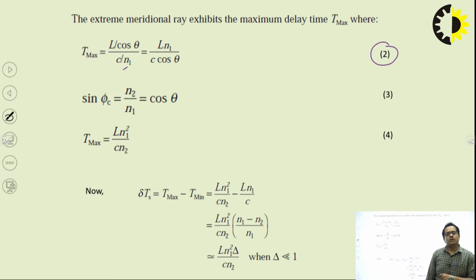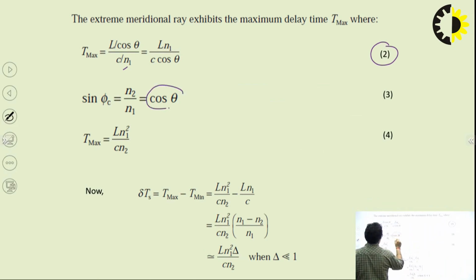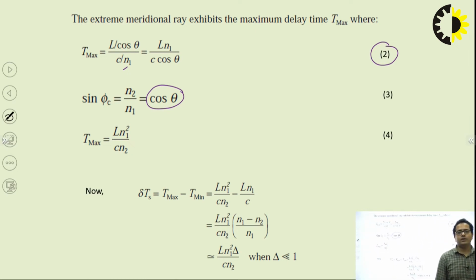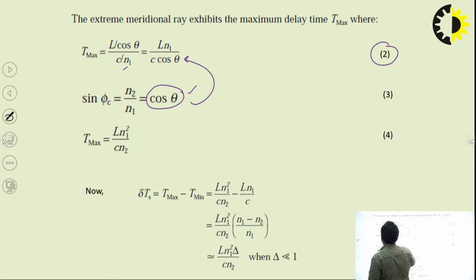So in this way we get cos theta. Phi c is pi by 2 minus theta. So what is sine of pi by 2 minus theta? It becomes cos theta. So your cos theta is equal to n2 upon n1. We will directly put this value into the formula, and it becomes L n1 by c times n1 by n2. So it becomes T max equals L n1 square upon c n2.